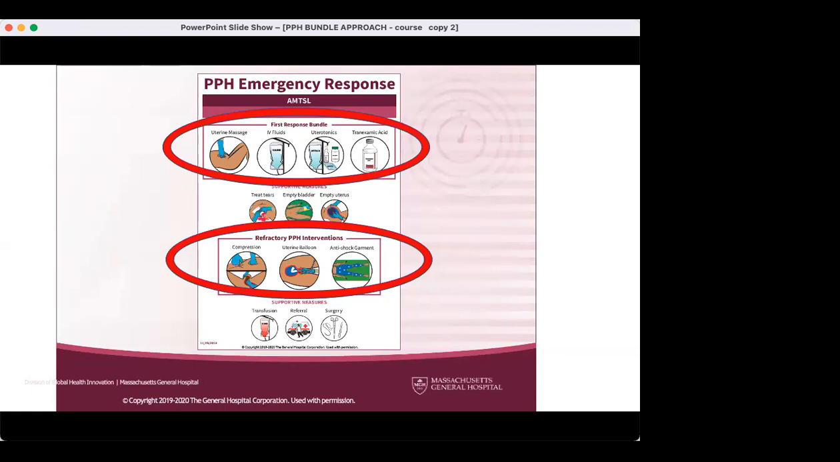सो इसके अंदर बेसिकली दो पीपीएच बंडल्स जो हैं वो शो किए गए हैं। The first bundle which you see on the top ma'am is the primary bundle and the second bundle that you see over here is the refractory bundle. सो प्राइमरी बंडल के अंदर चार कंपोनेंट्स हैं। The first component is uterine massage. The second component is the use of IV fluids.